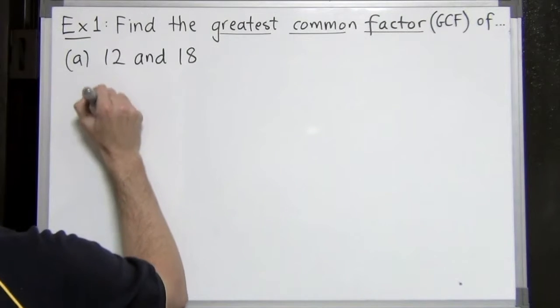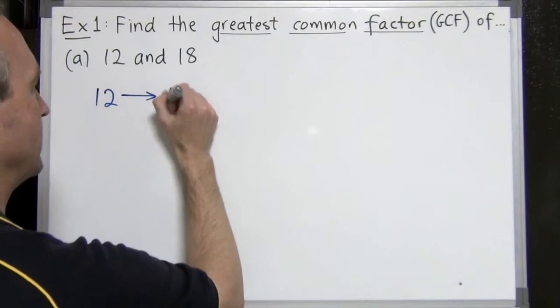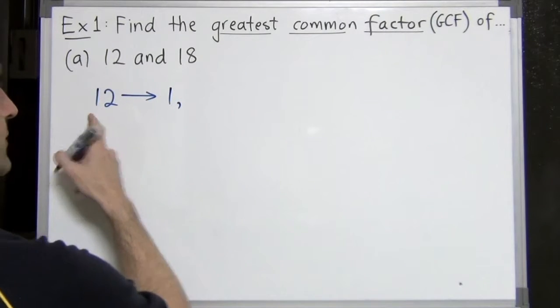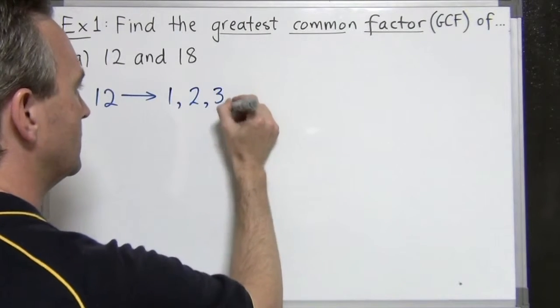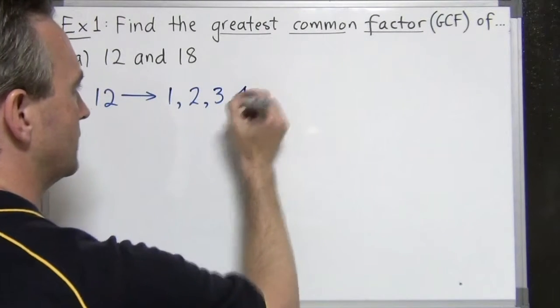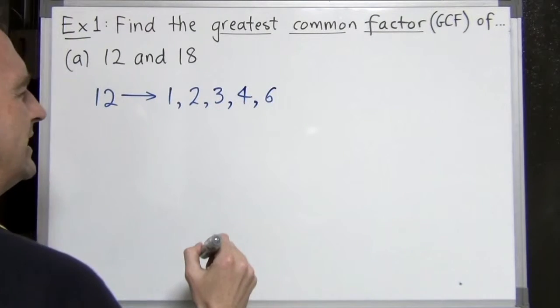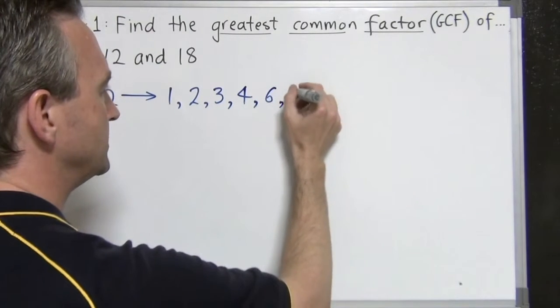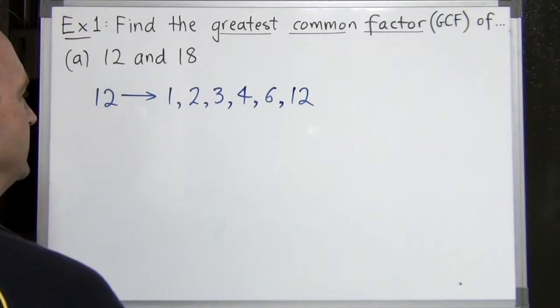So 12, what are the factors of 12? 1 is always a factor. It's even, so 2 is also a factor. 3 also goes into 12. 4 also goes into 12. 5 doesn't. 6 does. 7, 8, 9, no, and then 12 goes into 12, okay? Any number is always a factor of itself.